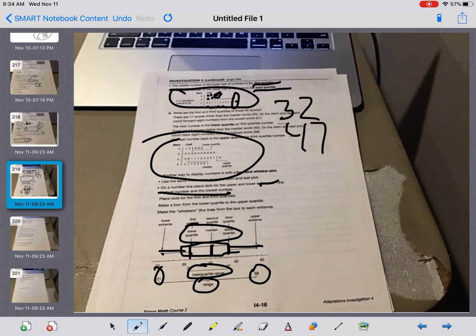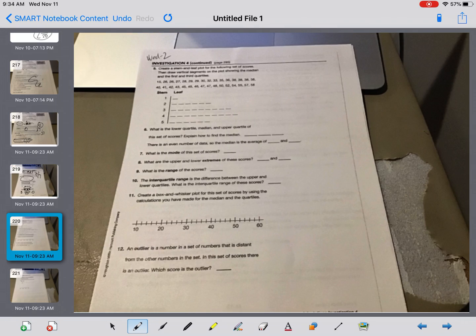You have a term called interquartile range, which is subtracting lower from upper. And you have the overall range, which we're used to, biggest to smallest. Awesome. Done with the first page. Jump into the second page. It starts with a number 5.